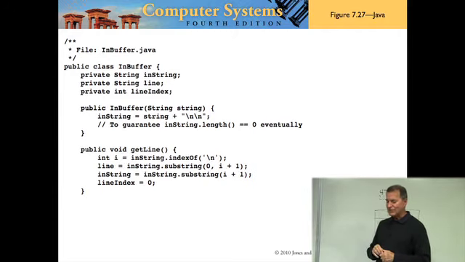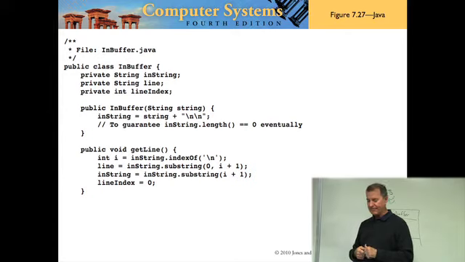Okay. So that's the constructor. Now, what's the next method? Getline. Can you tell what getline does? Can you surmise some Java methods here? We have a local variable int i, gets what? The index of, on the whole string, in string dot index of. Now, what do you suppose that index of is? It tells you where the end line is. Which end line do you suppose? The first one. Is everybody with me?